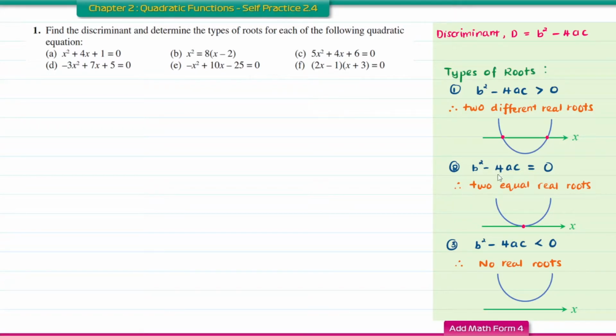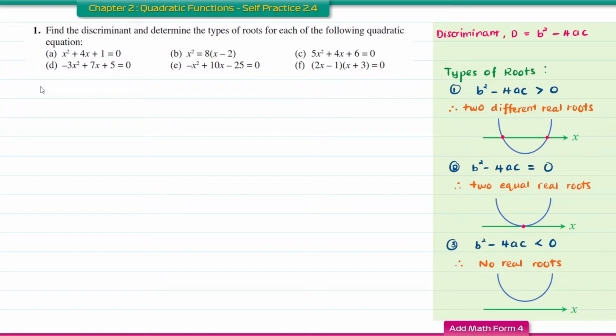And if the value of the discriminant is equal to 0, it means your quadratic equation will have two equal real roots. So your quadratic graph will touch the x-axis at one point. Number 3, if the value of the discriminant is less than 0, it means the quadratic equation has no real roots. So the quadratic graph will not intersect the x-axis.